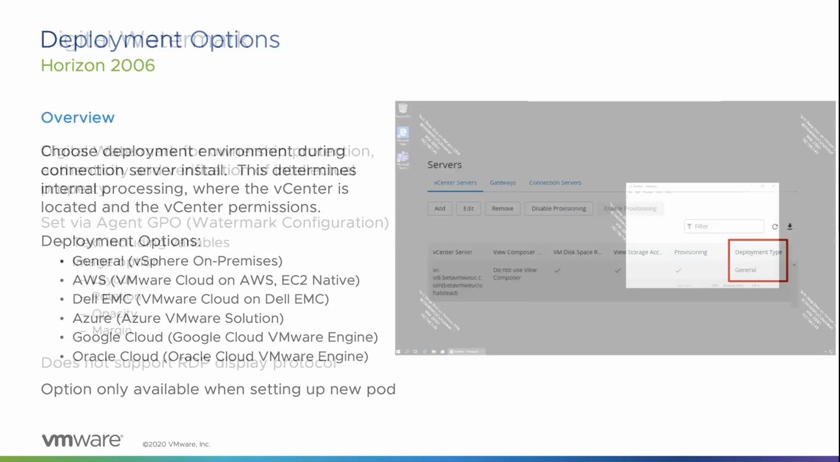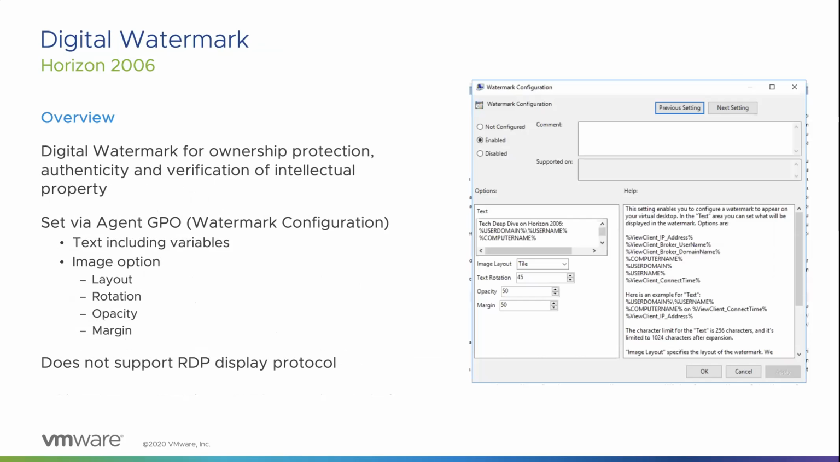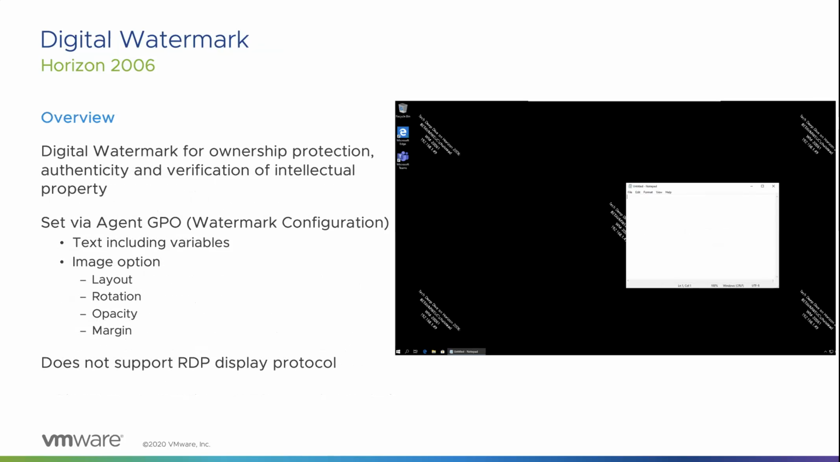Andrew, you want to talk about digital watermark? Absolutely. So Digital Watermark came out with Horizon 8, and it's built into the product now, as opposed to being a separate fling. It gives you the ability to append user specific data over the top of the session overlay. So if you're worried about screenshots being taken from outside of the organization, it's mainly a deterrent for users to take a screenshot of stuff and share it around, because their details are right there in the screenshot.